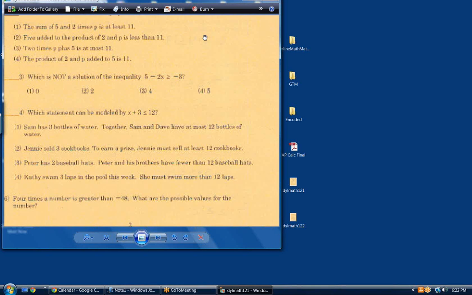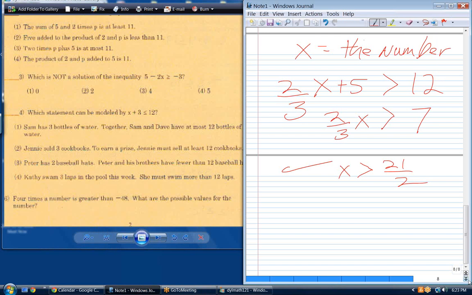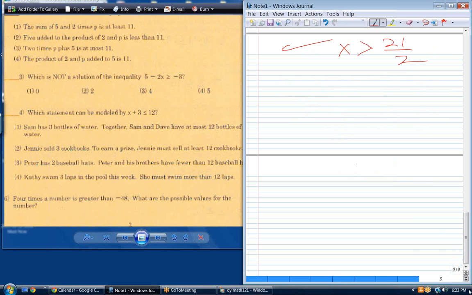Would it be 0? Well, let's solve that inequality before we go guessing, because that's the important thing, to be able to solve this. Okay. 5 minus 2x is greater than or equal to minus 3. What's the next line? Okay, so you would do minus 5. Okay, so what's the next line? Negative 8. So 2x is greater than or equal to negative 8.